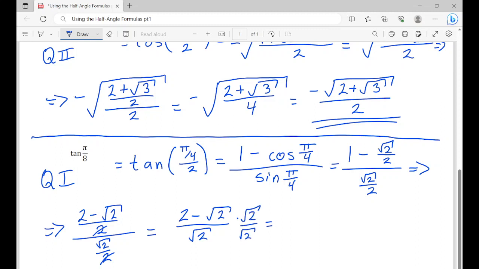And that's going to end up giving me 2 root 2 minus 2, because that's how it simplifies down, over 2, because again, that's how that simplifies down. And everything has a 2, so I can reduce everything by the same. So 2 goes into everything. And ultimately, this leaves me with square root of 2 minus 1. And this would be the exact answer for tangent of pi over 8.